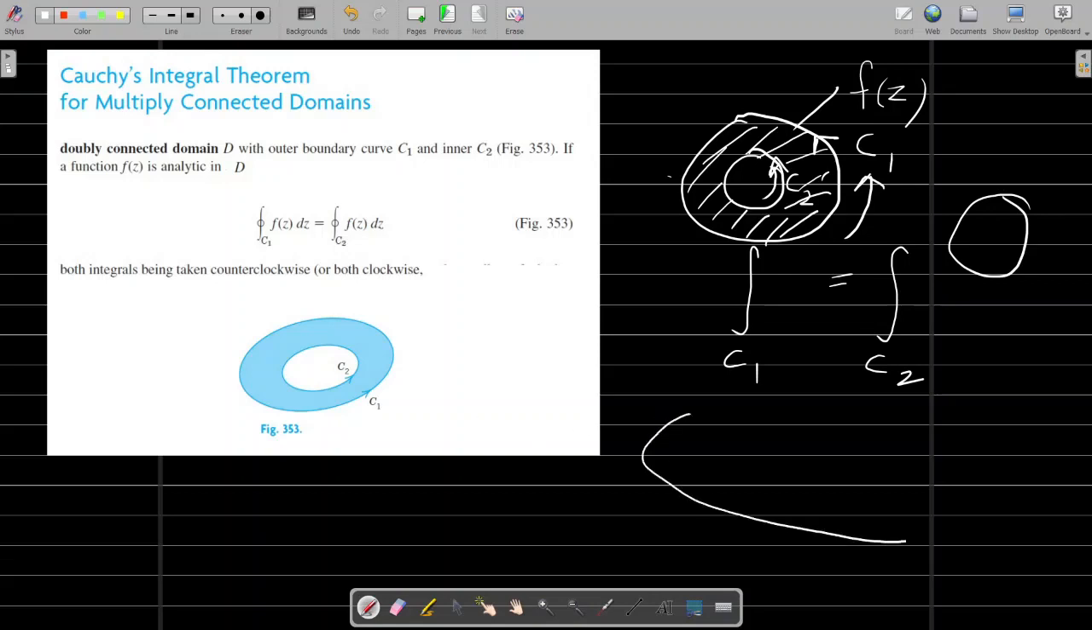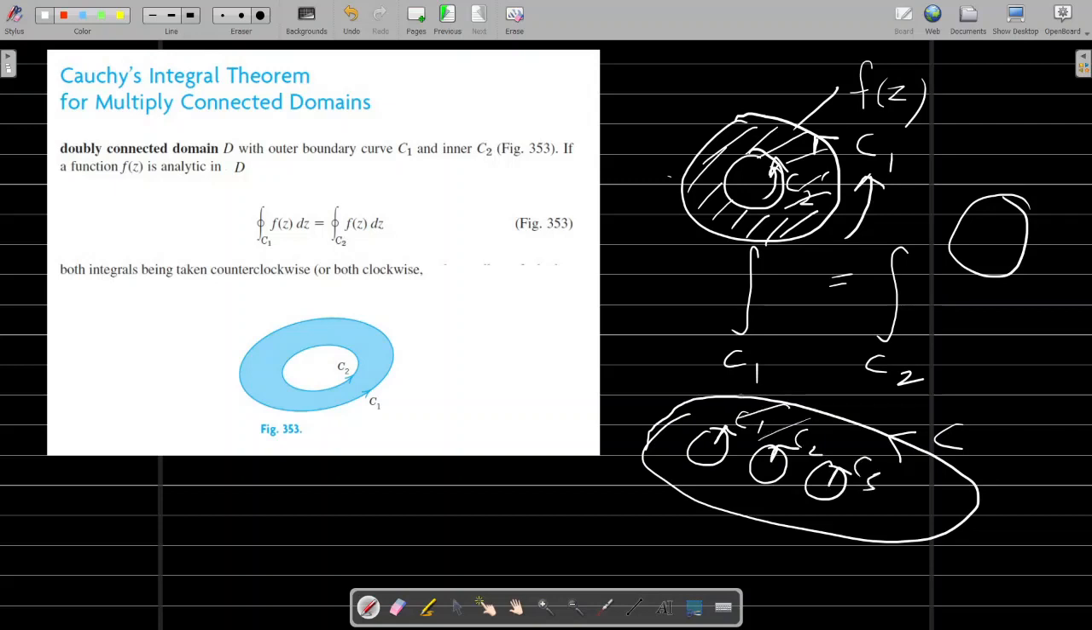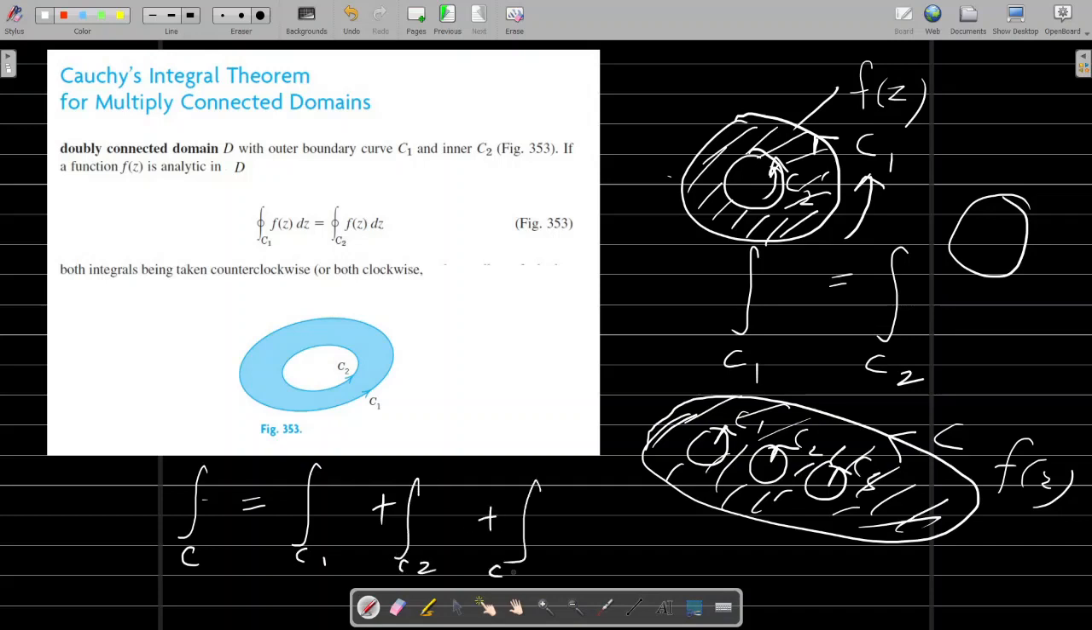Now this can be extended to many holes also. For example, for multiply connected domains like this, suppose I have a curve C and three curves C1, C2, C3, and a function which is analytic in the region bounded between C and all these curves; the interior of C1, C2, C3 is not included. If f of z is analytic in the region bounded by C and C1, C2, C3, then the integral over C of f of z dz is equal to the integral over C1 of f of z dz plus the integral over C2 of f of z dz plus the integral over C3 of f of z dz.